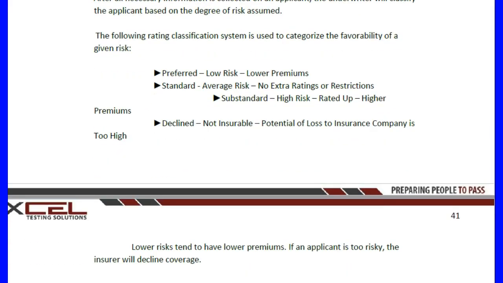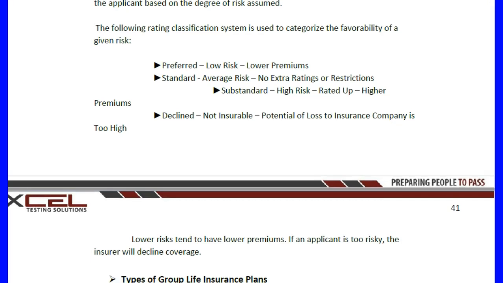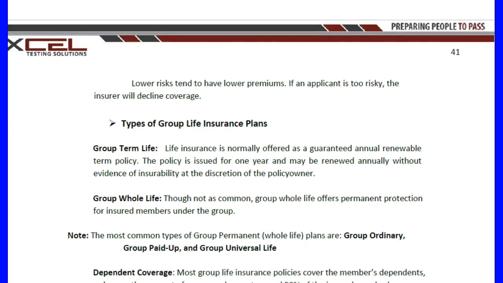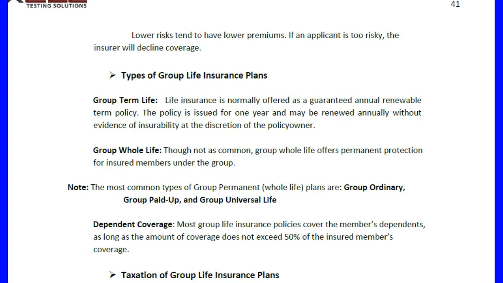Classification of risk: preferred, standard, decline, substandard is typical. Types of group life insurance plans: group term life. Group life insurance is normally offered as a guaranteed annual renewable term policy. The policy is issued for a year and may be renewed annually without evidence of insurability. And group whole life, though not as common, offers permanent protection for the insured members of the group.